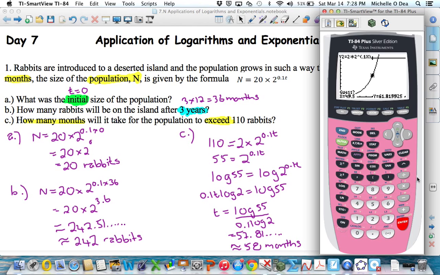Yep. Have a guess. Now you don't actually have to have a guess. If you want, you can put the point reasonably close. Press enter. So you can see it's at 57.81, which matches what we got here. And of course, y equals 110. Now, you might say, well, that's way easier than doing all this.